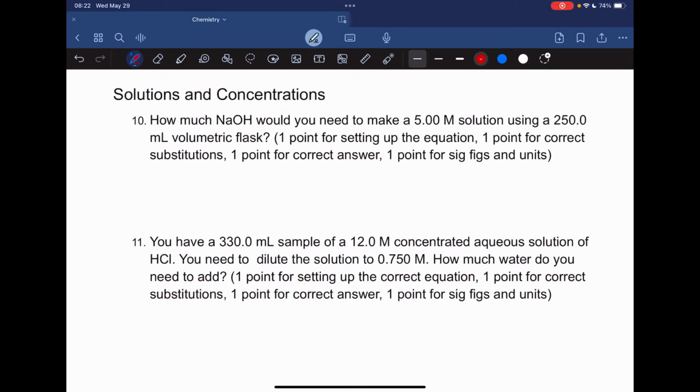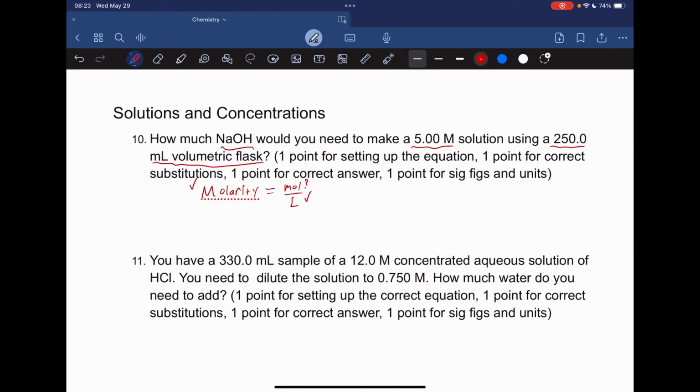The next problem is problem 10, solutions and concentrations. This one says, how much sodium hydroxide would you need to make a 5 molar solution using a 250.0 milliliter volumetric flask? So for this, we're going to need to remember that molarity equals moles per liter. So if we can just find out how many moles and how many liters we have, we get molarity. Here in this case, we actually have molarity, and we have liters, technically milliliters, but we can find milliliters easily. So what we're looking for is moles.